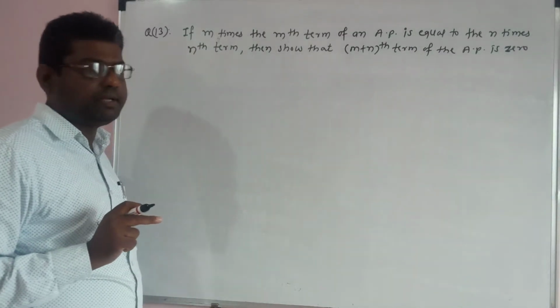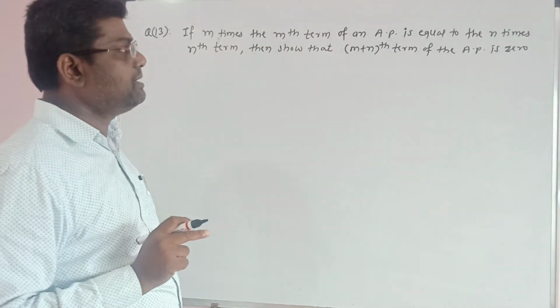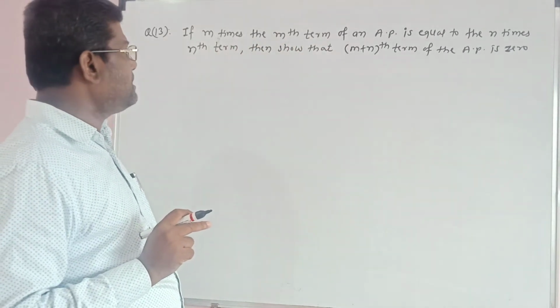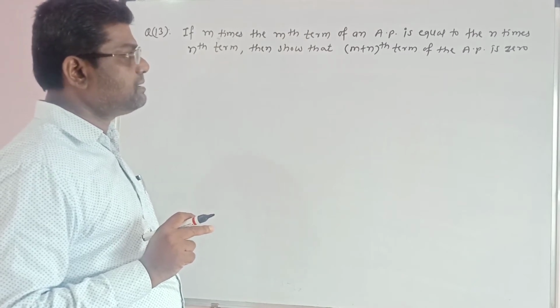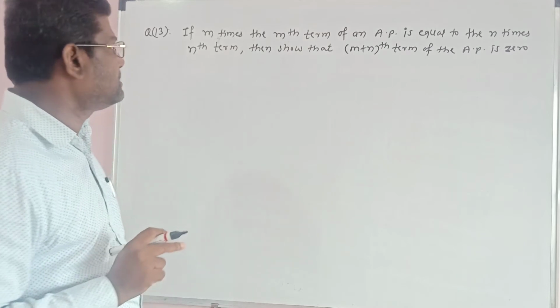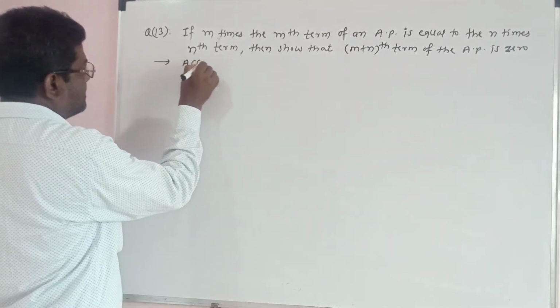Question number 13. If m times the mth term of any AP is equal to n times the nth term, then show that the m plus nth term of the AP is 0. So we have given the condition.